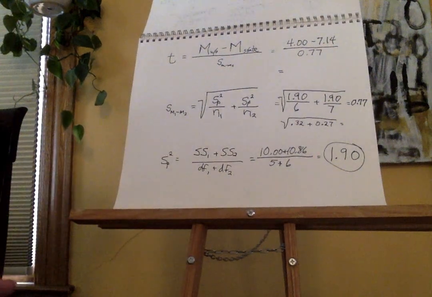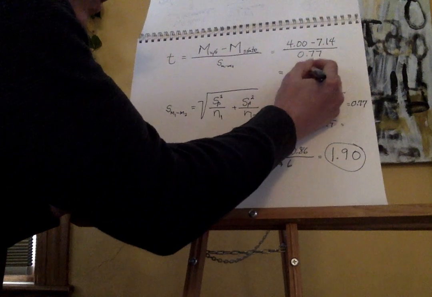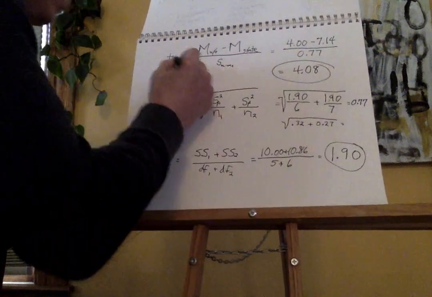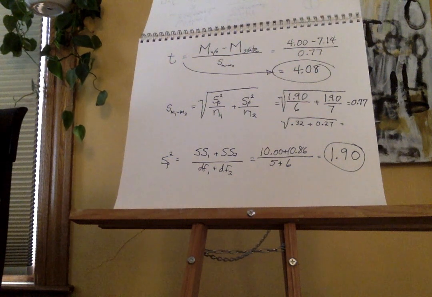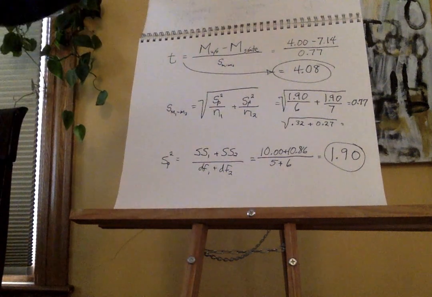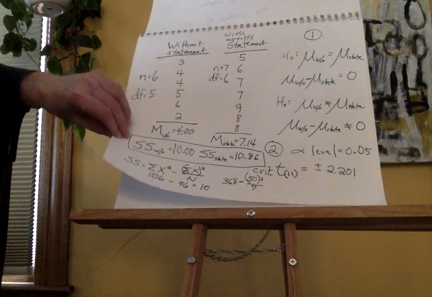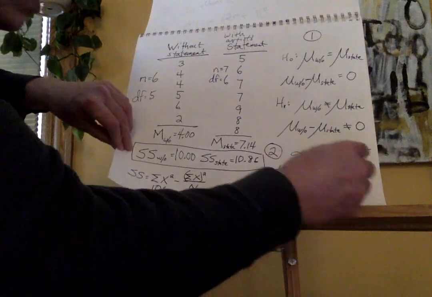So our t-value, 4 minus 7.14 equals. Now we're going to divide by 0.77, and we have a t of 4.08. Okay, that's our t-value. Everybody know what we're going to do here? Of course. I mean, that's huge. Let's look back at our critical value, 2.221.